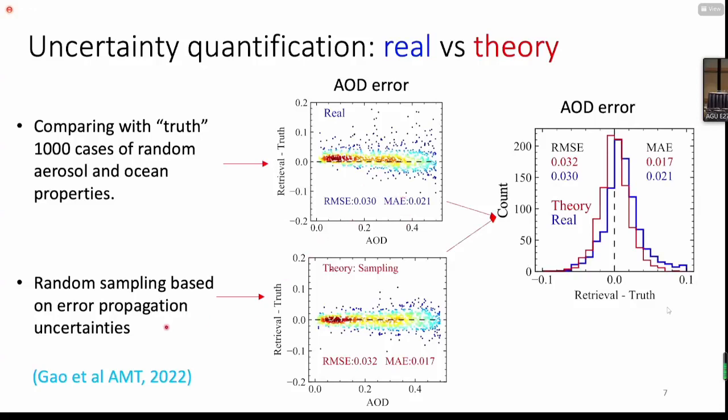We can also sample random errors from the error propagation uncertainties, and then we can directly compare their statistical distributions. In this example, we can see the real uncertainties have slightly larger values at the tail, but overall, their distributions are comparable to each other.